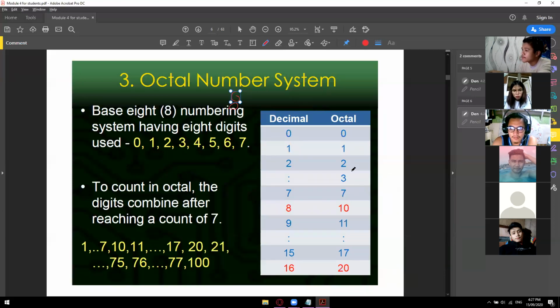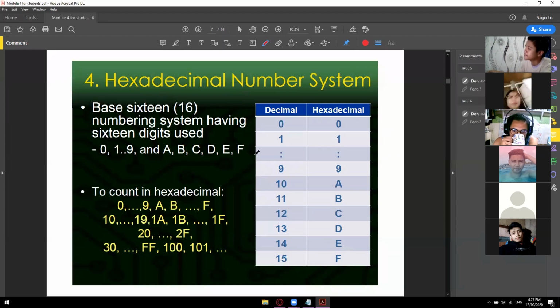So dito, 0 to 7 is the same. Yung 8 mo sa decimal is 10 na. Yung 9 mo sa decimal is 11 na sa octal. Hanggang sa ma-reach nyo yung 17. We're in 15 dito. 16 is 20. Okay, so mamaya malalaman nyo kung bakit yun yung conversion natin sa octal. Alright, so next one is hexadecimal.